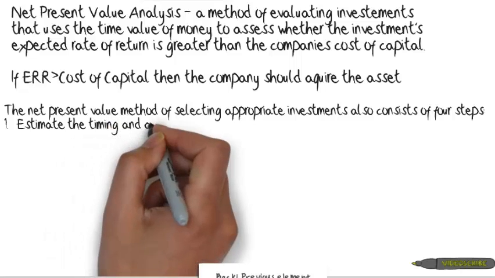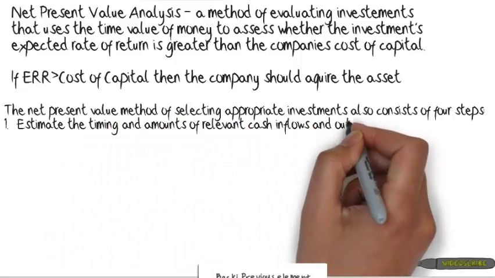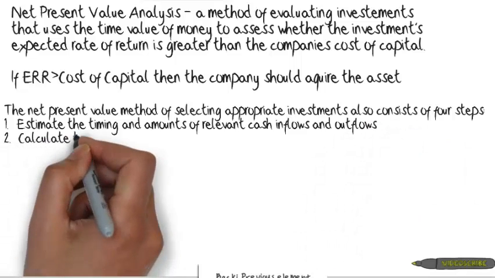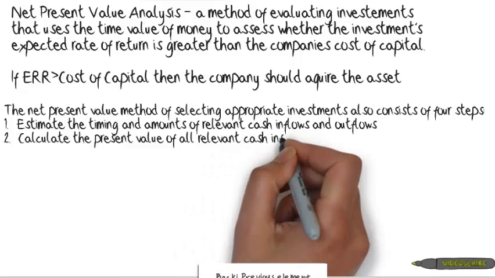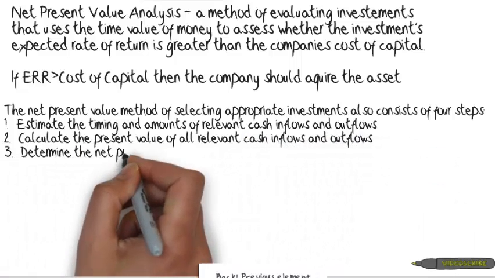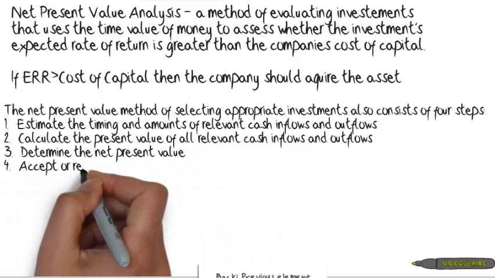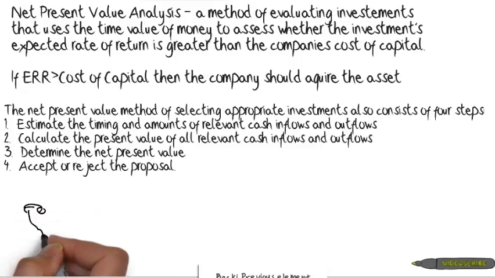Step 1, estimate the timing and amounts of relevant cash inflows and outflows. Step 2, calculate the present value of all relevant cash inflows and outflows. Step 3, determine the net present value. And step 4, accept or reject the proposal.